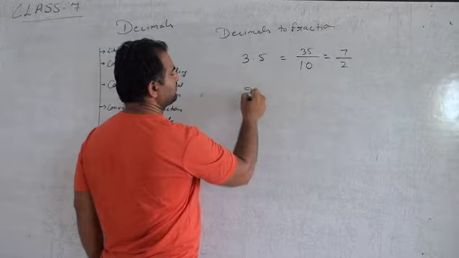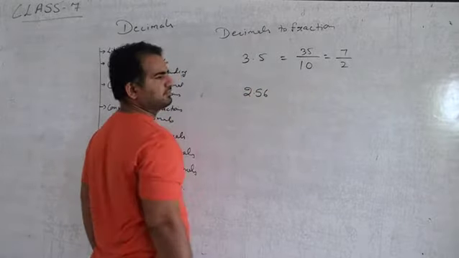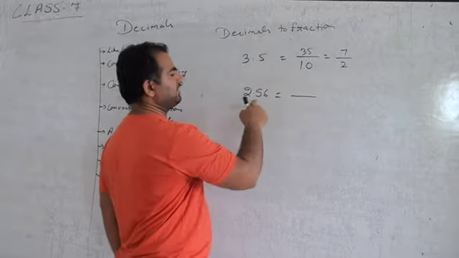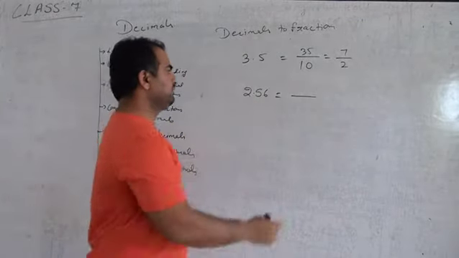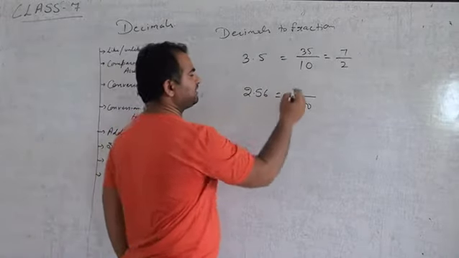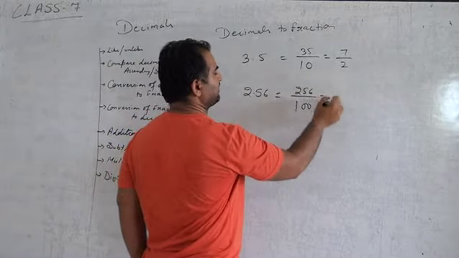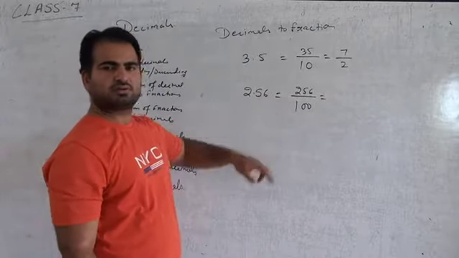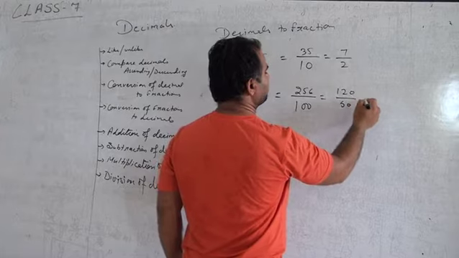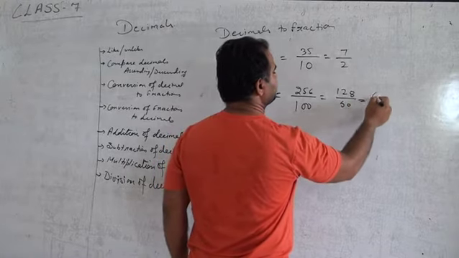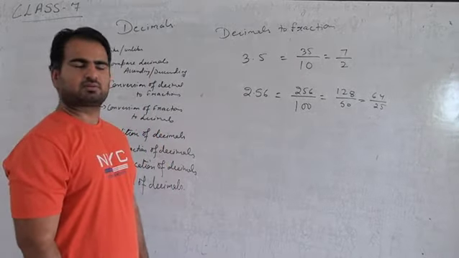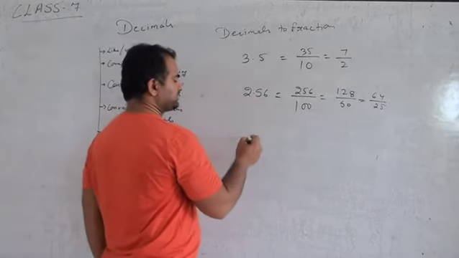Again, you can go to another question. 2.56. So how many digits are there after the decimal? 2. Then how many zeros do we write? 2 zeros. Okay, and we can write 256 upon 100. Now we can divide it by 2. So it will be 128 upon 50, or it can be 64 upon 25. Done?